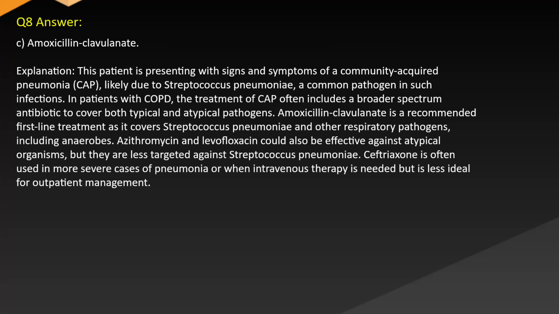Answer: C. Amoxicillin clavulanate. Explanation: this patient is presenting with signs and symptoms of a community-acquired pneumonia (CAP), likely due to Streptococcus pneumoniae, a common pathogen in such infections. In patients with COPD, the treatment of CAP often includes a broader spectrum antibiotic to cover both typical and atypical pathogens. Amoxicillin clavulanate is a recommended first-line treatment as it covers Streptococcus pneumoniae and other respiratory pathogens, including anaerobes.